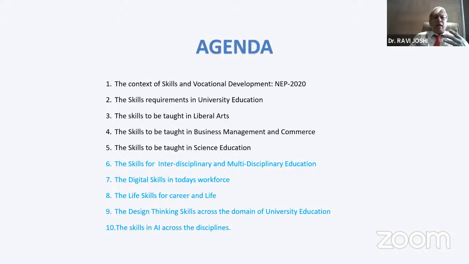Obviously, I have understood that all professors connected to these programs are either from the liberal arts, it may be in education or social science, humanities, or from business management and commerce, or from science and technology. And of course, related fields as such. So this is one area in which we have to develop. And apart from that, as I mentioned in the blue font, these are the other skills which you will have to focus on: interdisciplinary and multidisciplinary, digital skills, life skills, design thinking skills, and skills in artificial intelligence.